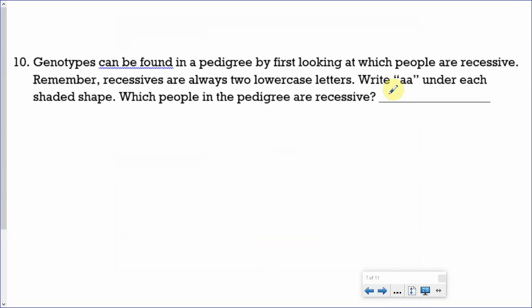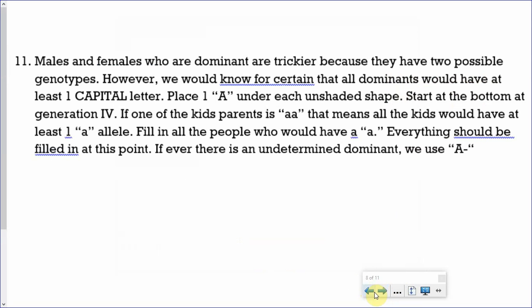Let's see if I can remember that here. So we had 2, 8, 10, 12, and 13. I apologize for my sloppy handwriting. I'm actually writing all this with a mouse, which isn't the best for controlling things like that. So we have 5 recessive people.